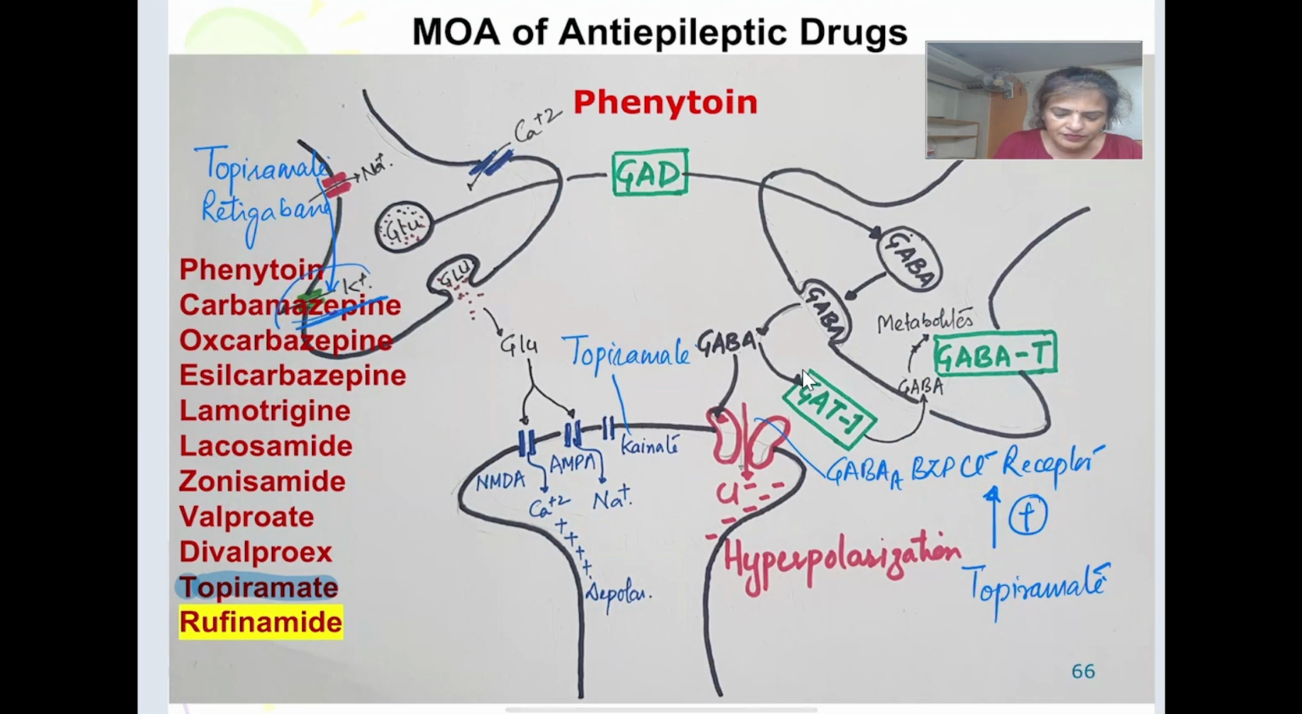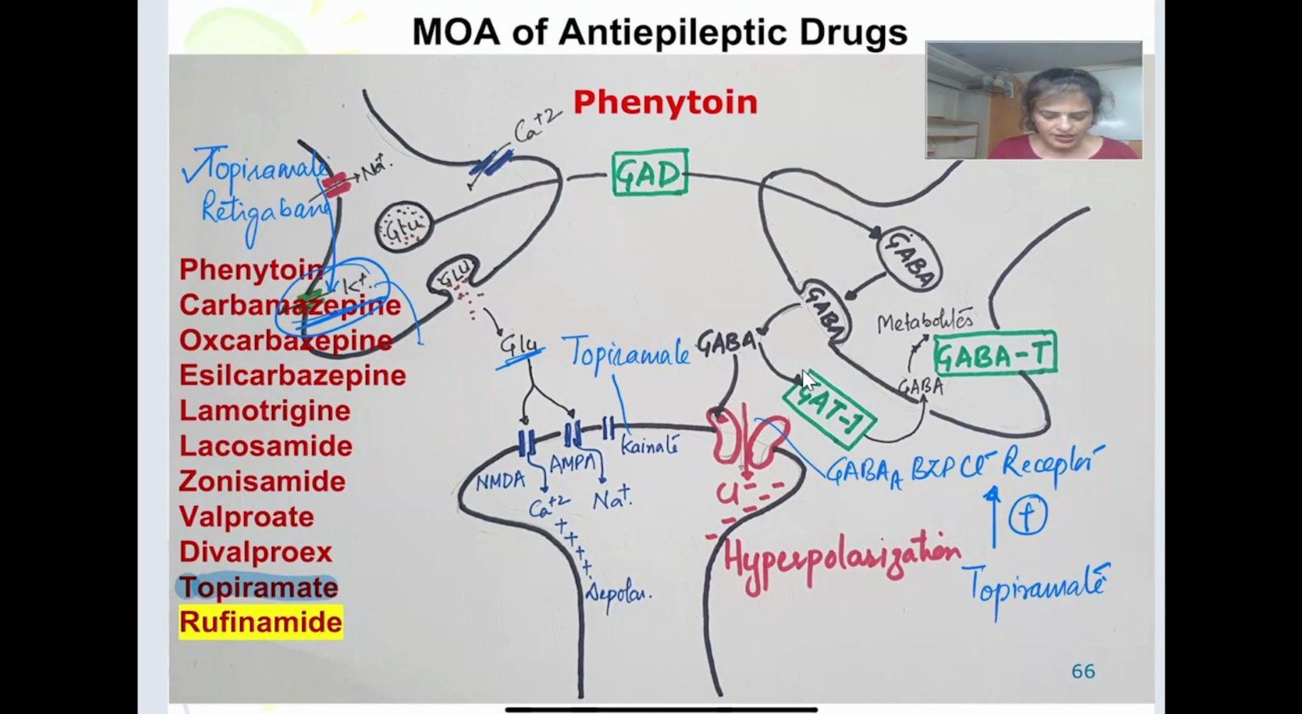So with the opening of the potassium channel, what happens? Hyperpolarization of the neuron will happen. With the hyperpolarization, what will happen? The glutamate will not be released. So this is another way of decreasing the glutaminergic activity. And in this category, we have two drugs. One is topiramate, which I have already discussed in the previous section.